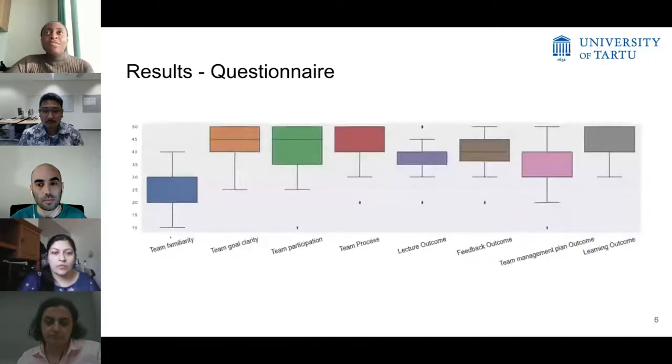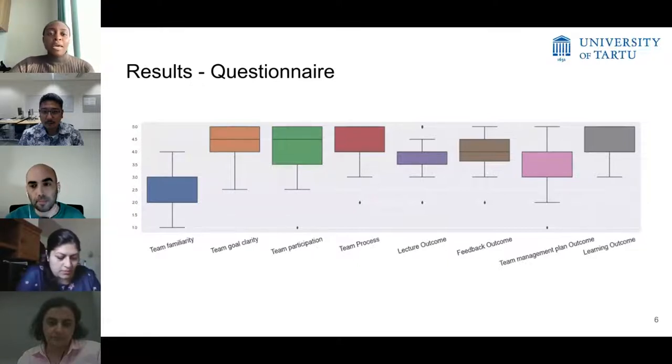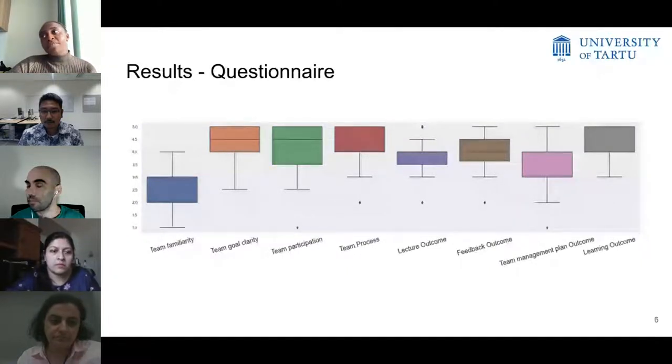At the end of each hackathon event, we collected questionnaire responses and we analyzed these responses at the end of the course. So we found that the students reported a positive perception of how they work together within their teams, in their team goals, and participation process. But they also gave responses on how they saw the interventions. They had positive perceptions of the lecture, the feedback, and also the collaboration support, which was where we gave the team management plan for the teams. And they had an overall positive perception of their learning as well.